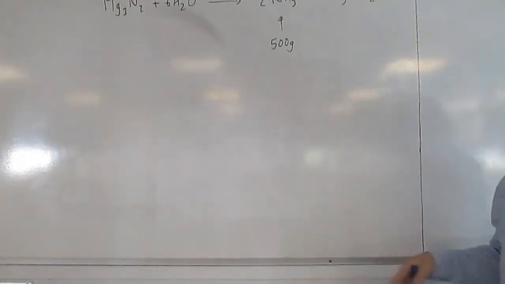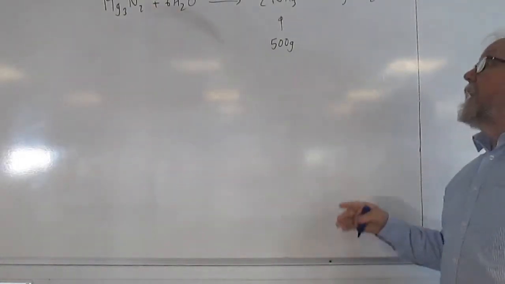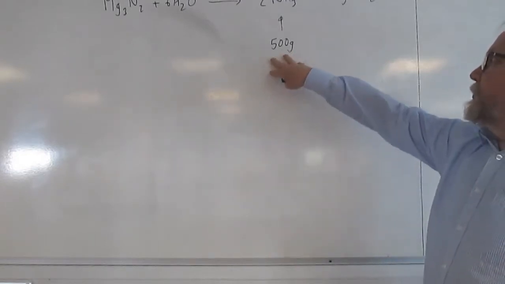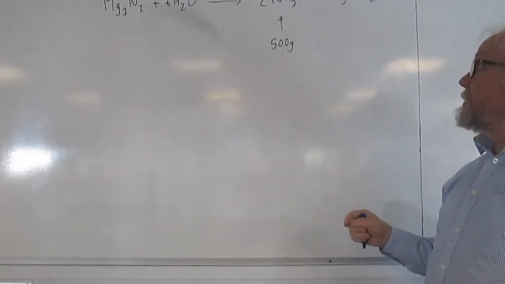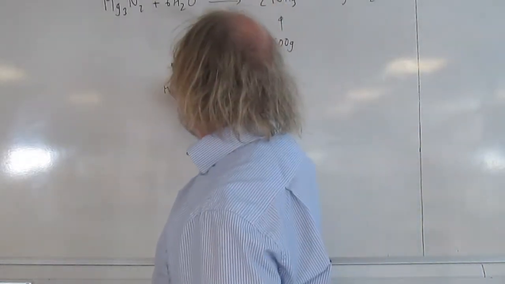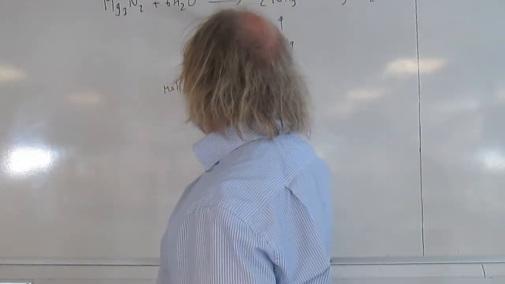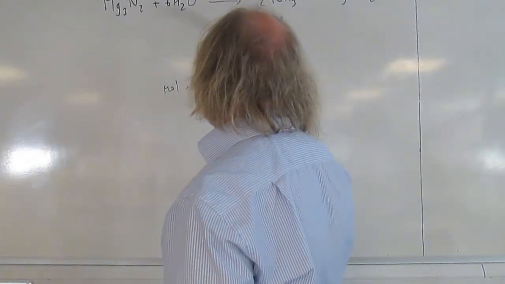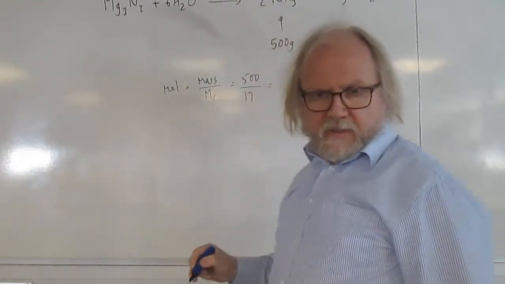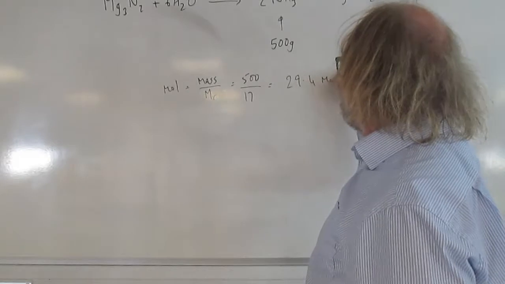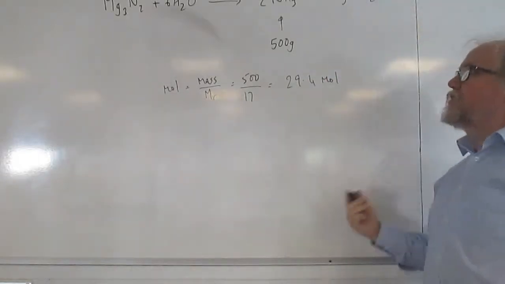Okay, so question 14 is all about percentage yield, and this is the reaction. So the starting point is that we're told to get 500 grams of ammonia produced, so the first thing is we've got to turn that into moles. So we get moles as mass over Mr, which is 500 over 17 for ammonia, which comes to 29.4 moles. And that's your actual yield.